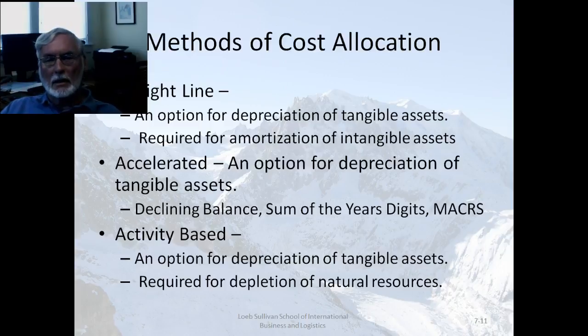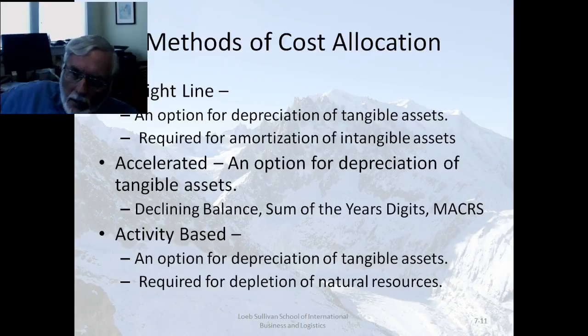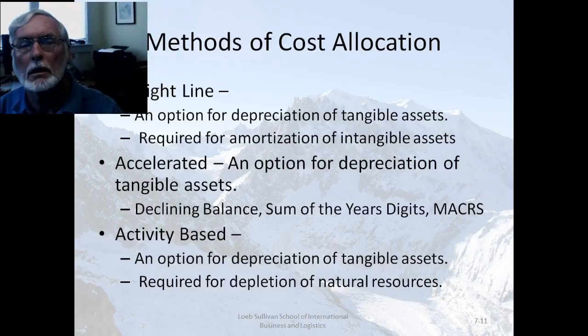They can have exactly the same set of transactions, exactly the same operating expenses, everything exactly the same, and they will show a different level of income, and they will show a different level of assets because they're using different methods of cost allocation. So let's talk about the different methods of cost allocation.